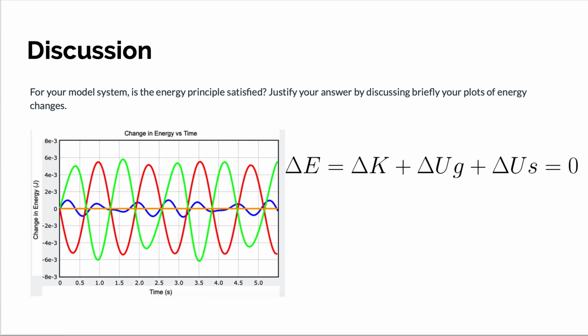First discussion. For your model system, is the energy principle satisfied? Justify your answer by discussing briefly your plots. So here you can see all the different energies plotted, and if we write down the energy principle, delta E equals delta K plus the potential gravity and potential spring, they all should equal 0. And that is true because, as you can see, the orange line is delta E and it stays constant throughout the simulation.